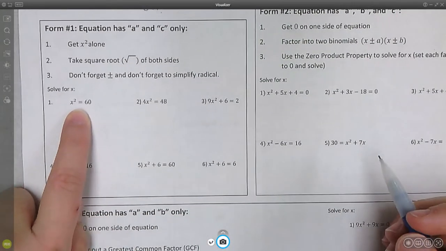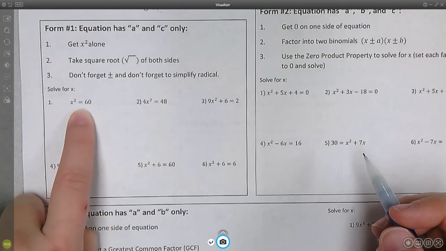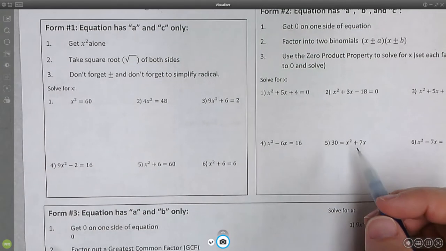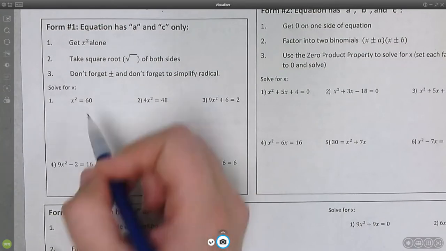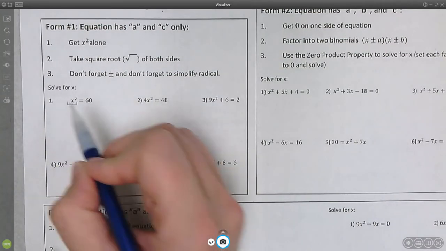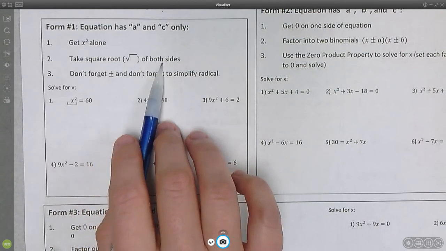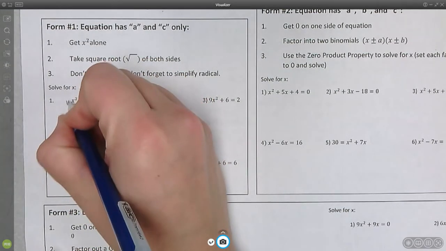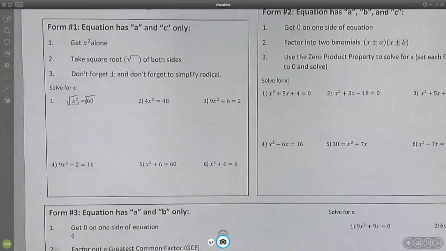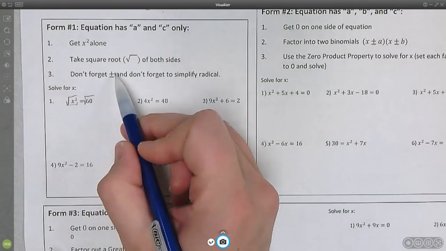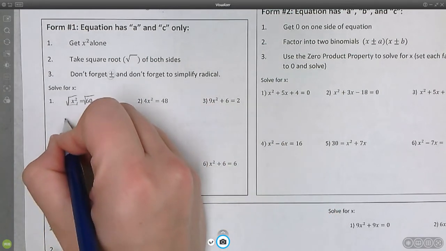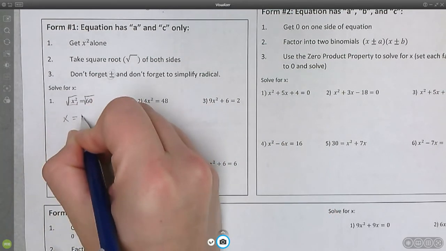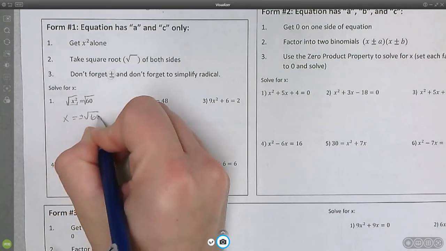If you look at this one, we have x squared, we have a constant, there's no x term. So it says get x squared alone. Okay, so if you look here, x squared is alone. Take the square root of both sides. So I'm going to take the square root here and here. And then it says don't forget the plus or minus sign, and don't forget to simplify your radicals. So right now I have x equals plus or minus the square root of 60.